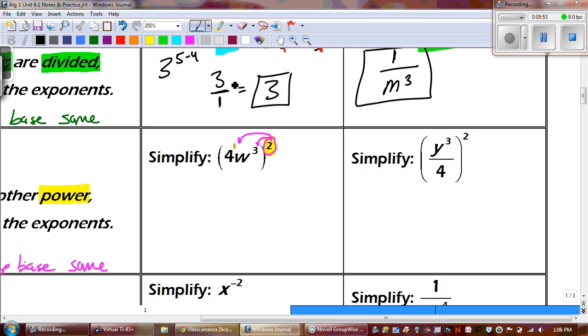Okay? So 4 and w. I need to know what are my new exponents. Well, 1 times 2 is 2. And 3 times 2, well, 3 times 2 is 6. Well, am I done? No, no, you're not. Because you can simplify 4 squared. Okay, 4 squared is not 4 times 2, it's 4 times 4. And 4 times 4 is 16 w to the 6th.